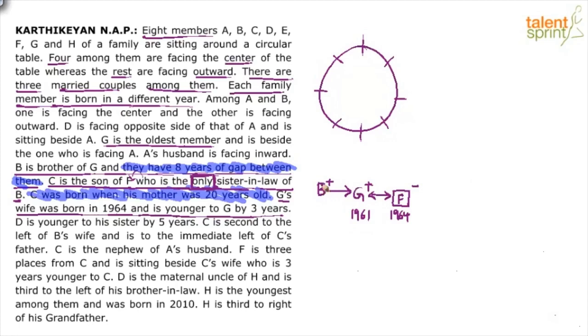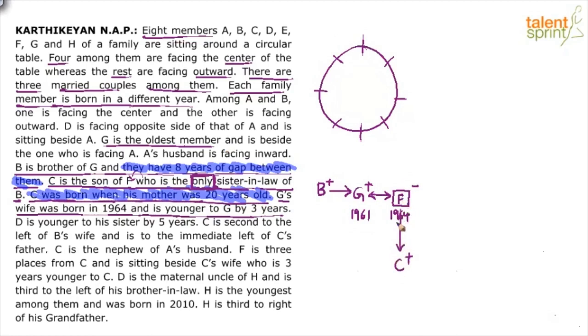B's brother is G. G's wife is F. And C is the son of F, who was the only sister-in-law of B. So this point is used. C was born when his mother was 20 years old. Now this point can be used. Now understand, C's mother is F. C was born when his mother was 20 years old.